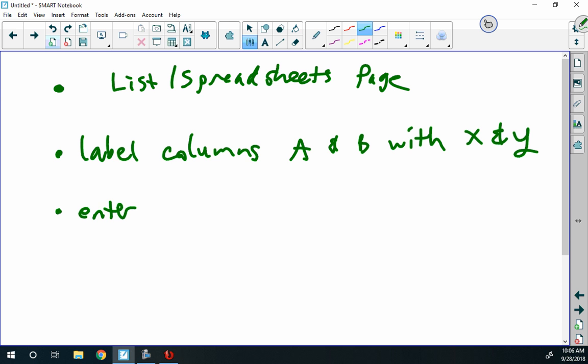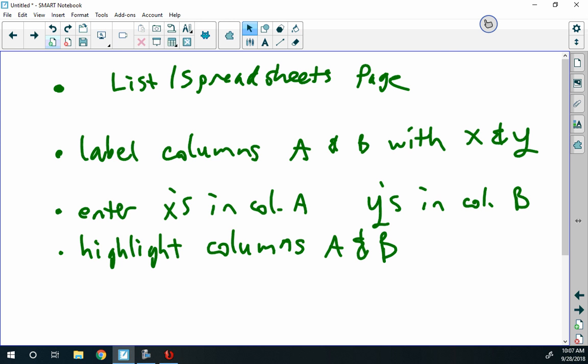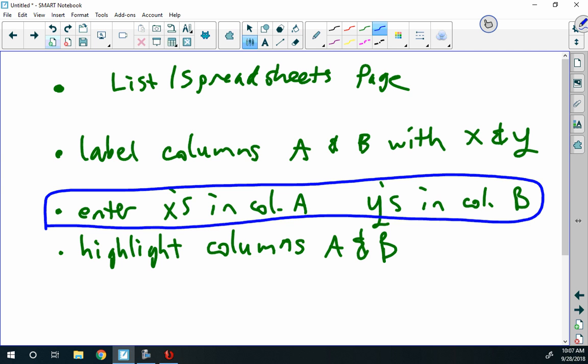We're going to enter our X's in column A and our Y's in column B, and we're going to highlight columns A and B. So we'll make a list and spreadsheets page, label columns A and B with an X and a Y, and enter our X's in column A and our Y's in column B. When we do this step, we got to make sure they correspond.